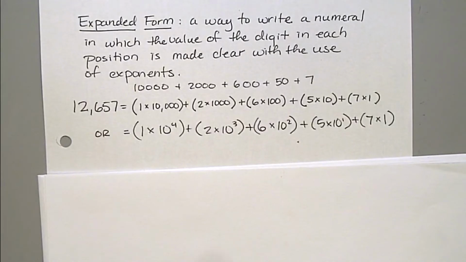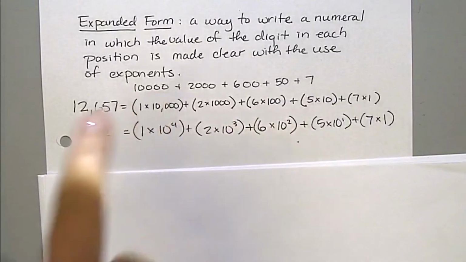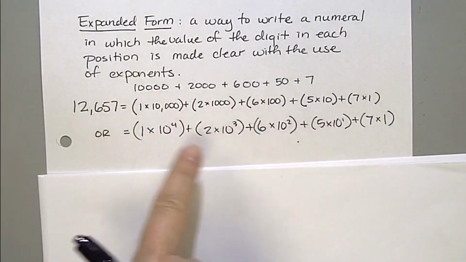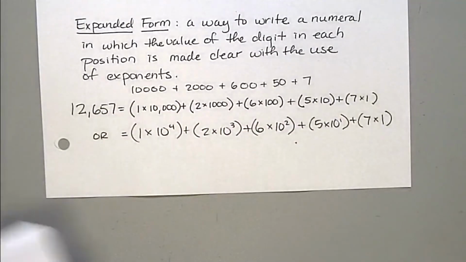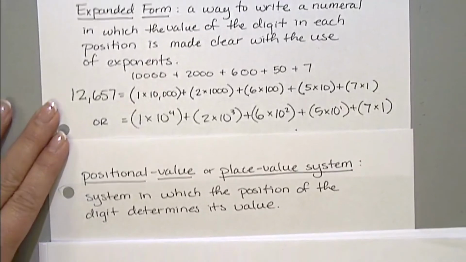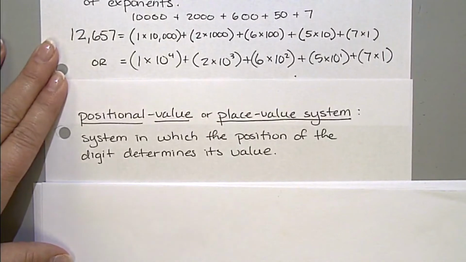All right, so because of how our numbers work, because the place value tells you what you are multiplying it by, then this is called a positional value or a place value system. Not every numeration system is positional, but ours is. Positional value or place value system, a system in which the position of the digit determines its value.